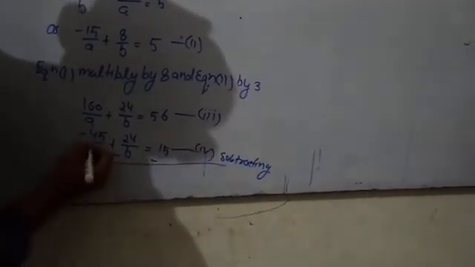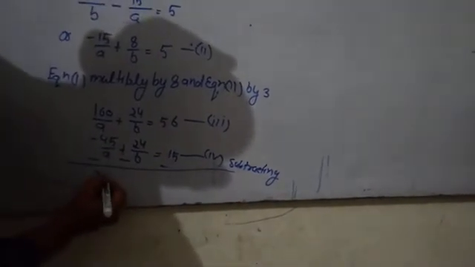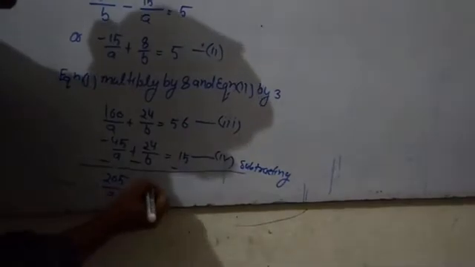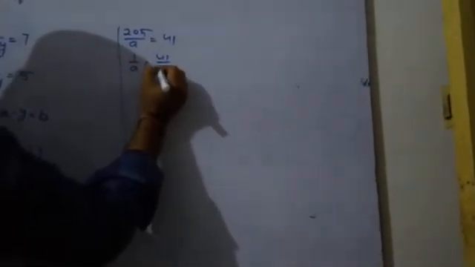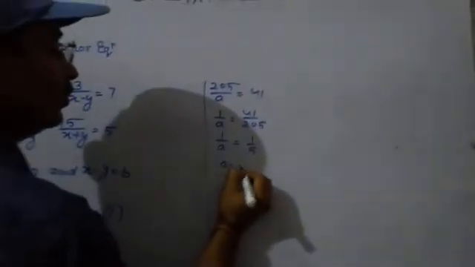Subtracting, 205 by a equal to 41. Therefore 205 by a equal to 41, or 1 by a equal to 41 by 205, 1 by a equal to 1 by 5, a equal to 5.